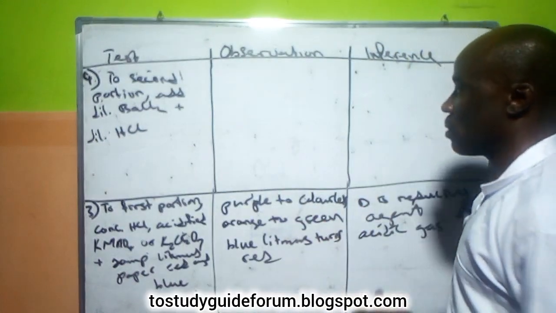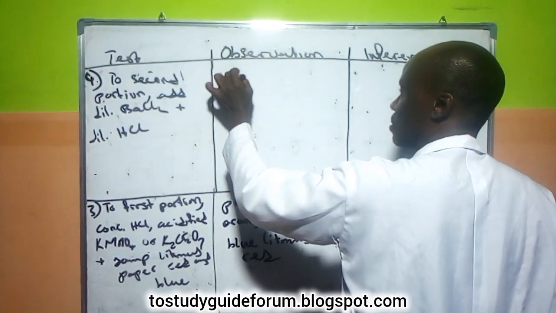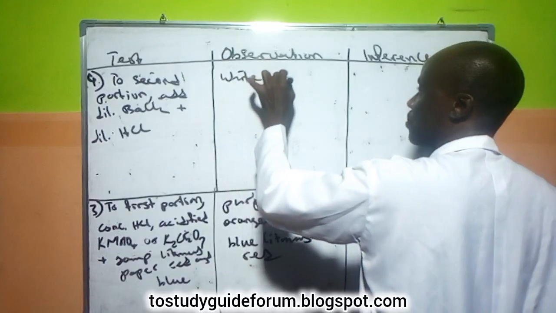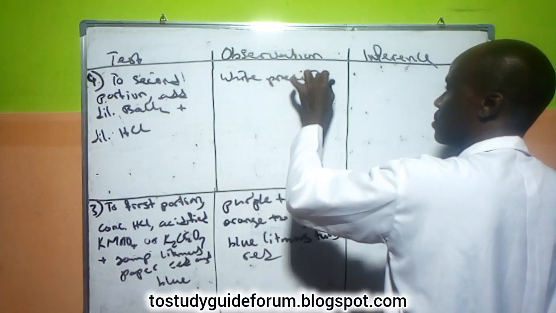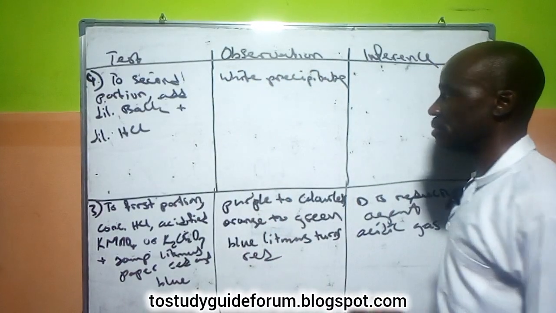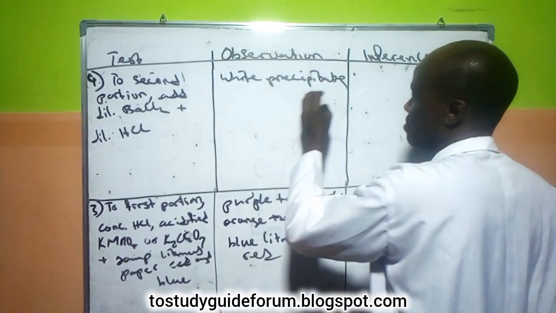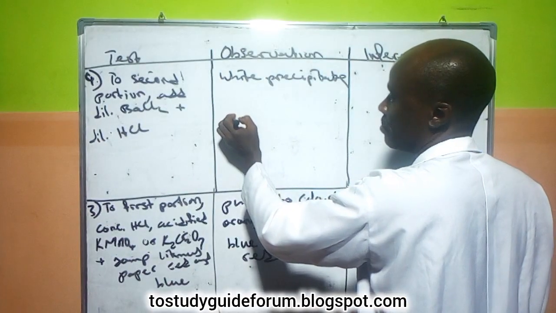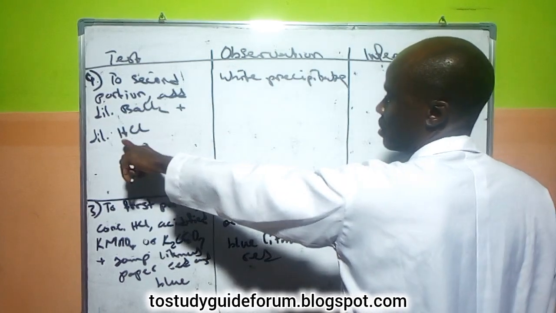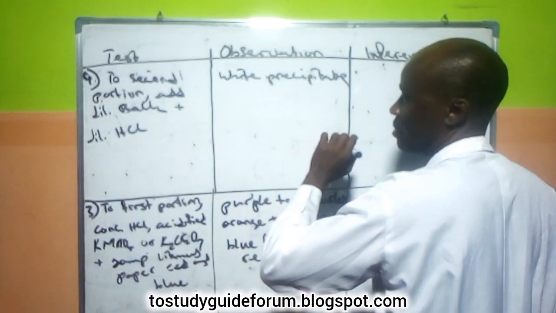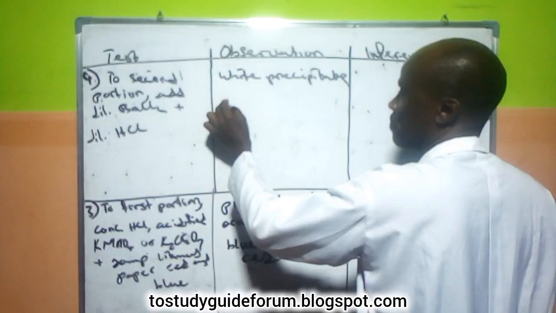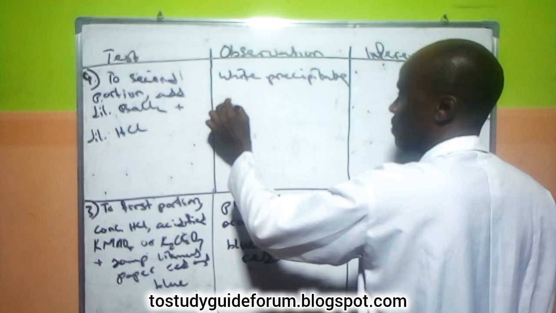When we add barium chloride, we have a white precipitate. Then with this dilute hydrochloric acid, what we have is that it is soluble.